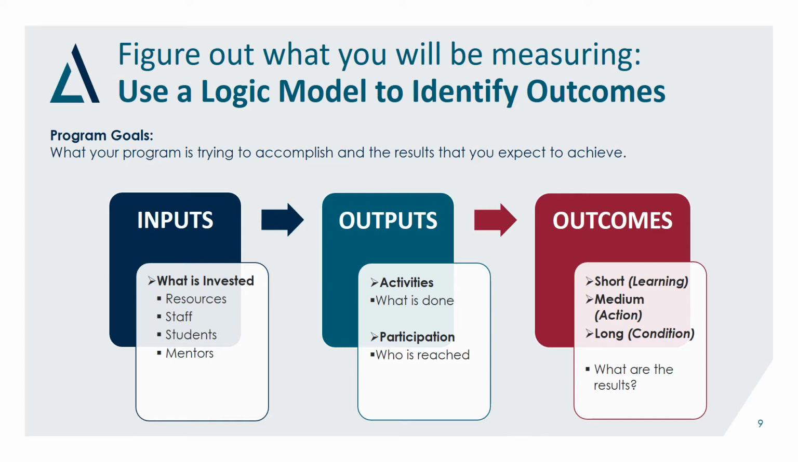such as money or staff time. The second box lists outputs, or what the program is doing, what activities are offered, and who is participating in the program. Outputs are usually descriptions of how many students participate or the number of sessions or courses offered.